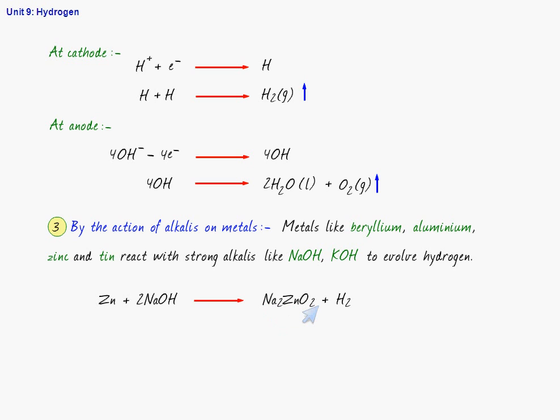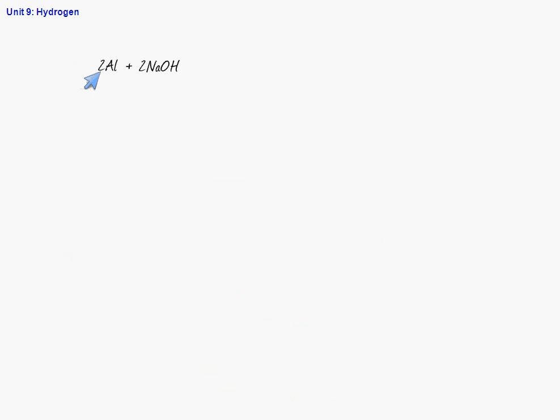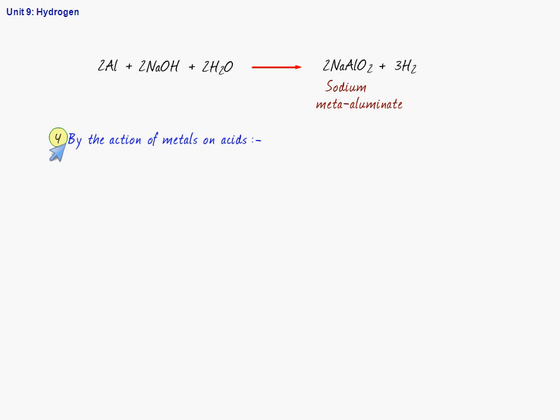This is sodium zincate. Sn plus 2NaOH plus H2O gives Na2SnO3 plus 2H2. This is sodium stannate. Similarly, 2Al plus 2NaOH plus 2H2O gives 2NaAlO2 plus 3H2, and this is called sodium meta-aluminate. Then the fourth method is by the action of metals on acids.